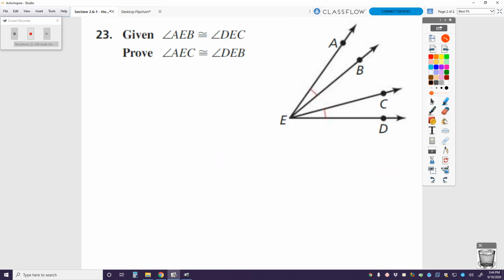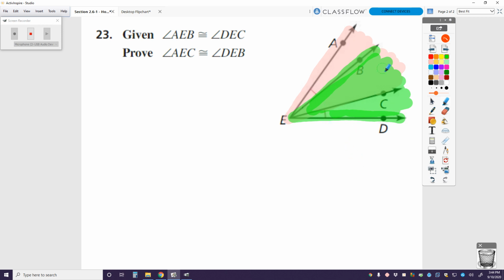All right, let's take a look at the second problem here, number 23. Angle AEB is congruent to angle DEC, and those are the two angles already marked for us in this picture. What we need to show is that angle AEC, this angle right here that I'm highlighting in pink, is congruent to angle DEB, which is this angle I'm highlighting in green.